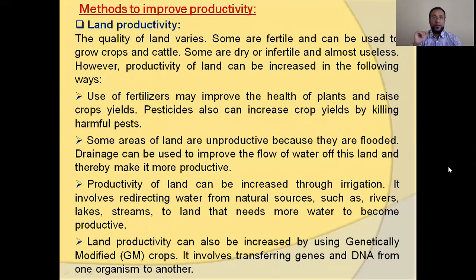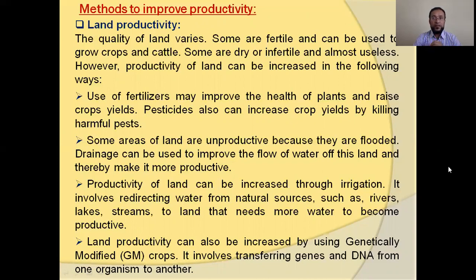Okay, now come to the methods to improve productivity. If the firm realizes that the productivity is very low, that means it is not good productivity. One worker is producing one car in 1 month and 12 cars in 12 months. So this is not high productivity. So firms will try to increase productivity.